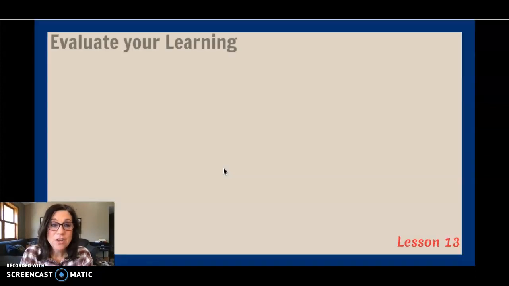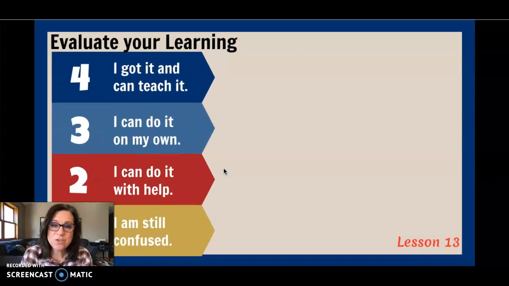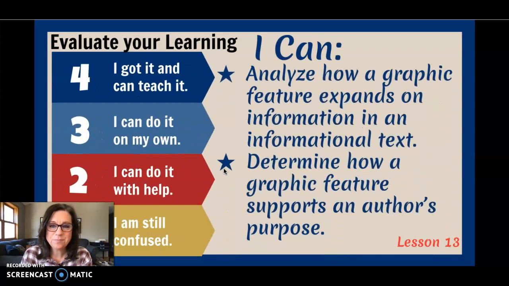All right, so are you a 4, 3, 2, or 1? Are you able to analyze how a graphic feature expands on information in an informational text? And are you able to determine how a graphic feature supports an author's purpose?